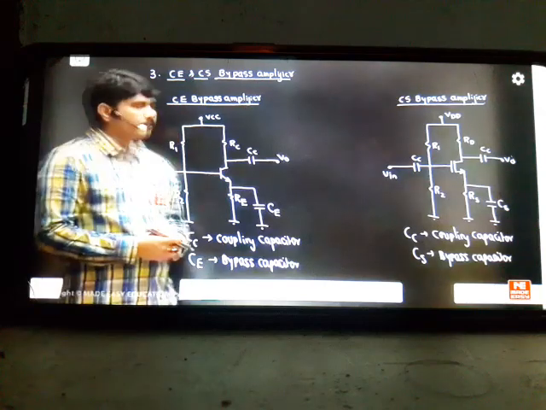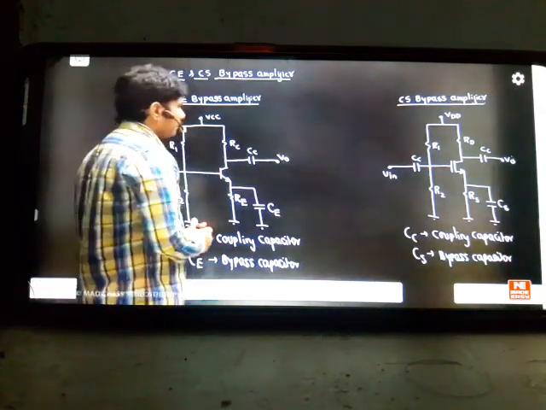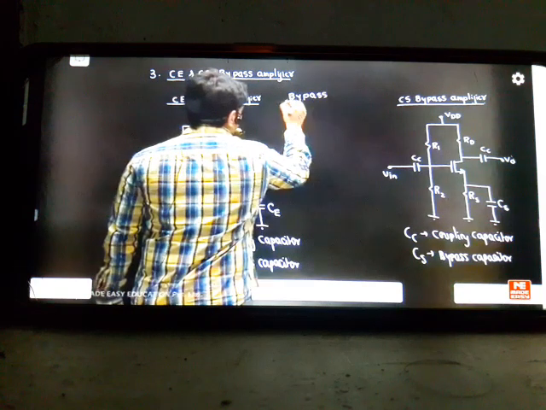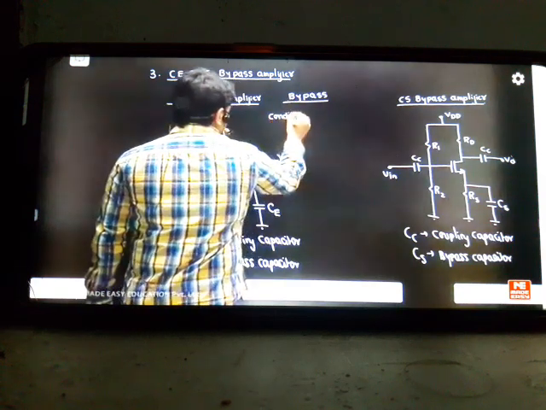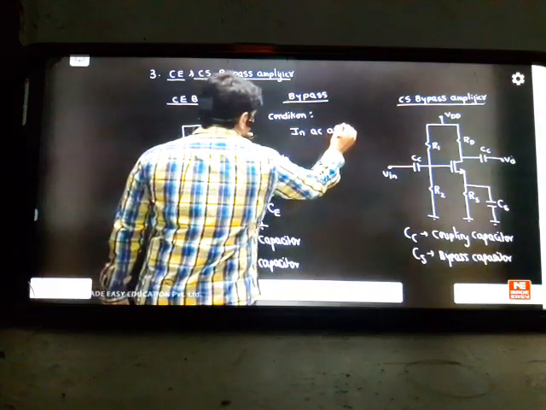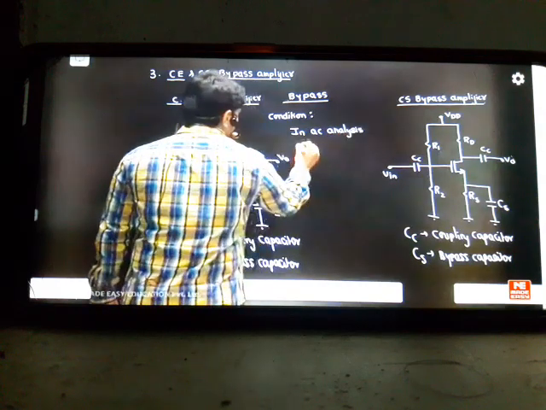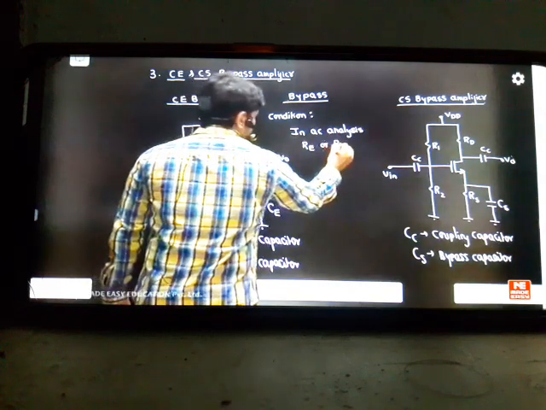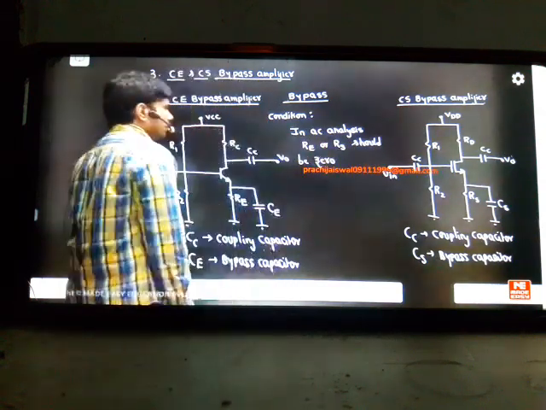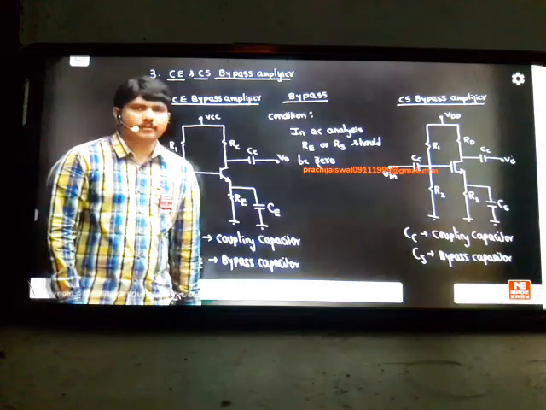Why is this called bypass? That point, first I must be able to understand it. So the only rule for this is bypass. If I use this word bypass, what is the condition for it? The condition for bypass is simply that in AC analysis, your RE or RS should be 0. This one point is most important to understand bypass systems.